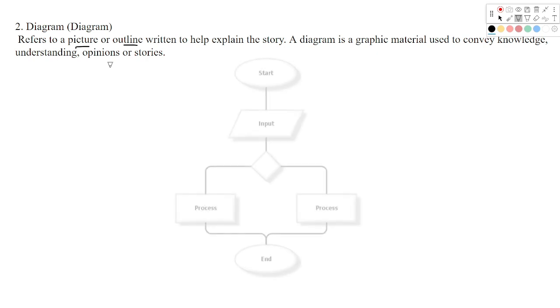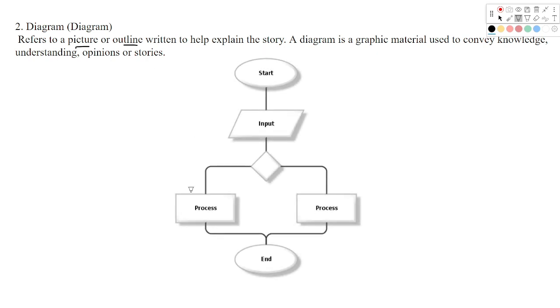So this one refers to a picture or an outline written to help explain the story, okay? It is just a picture or an outline that is written to explain the story. A diagram is a graphic material used to convey knowledge, understanding, opinions, or stories. And now look, this is a diagram, okay? And this diagram is much better than the sketch, okay?